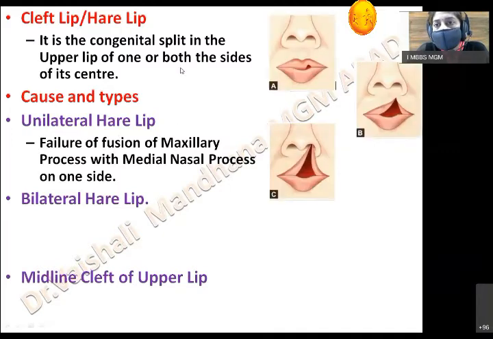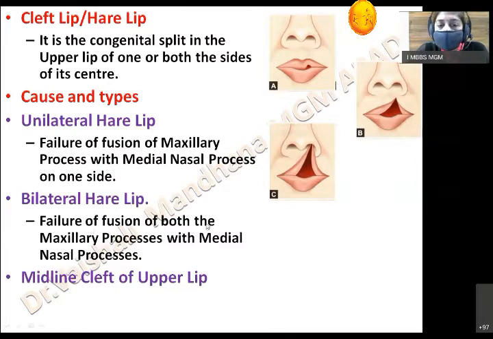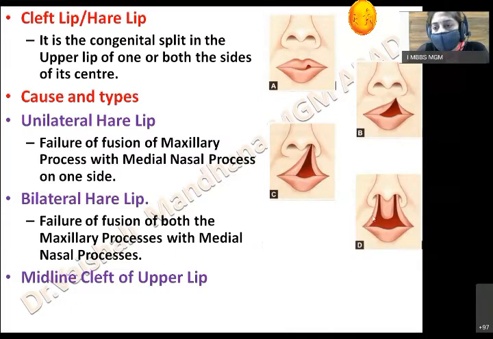These are the figures. See here, incomplete fusion is there. This is complete non-fusion. And the third figure must be there, but I am not able to see it because the attendance is coming up here. Okay. So bilateral hair lip is failure of fusion of both maxillary processes with the medial nasal processes. It will lead to bilateral cleft lip. See the bilateral cleft lip.